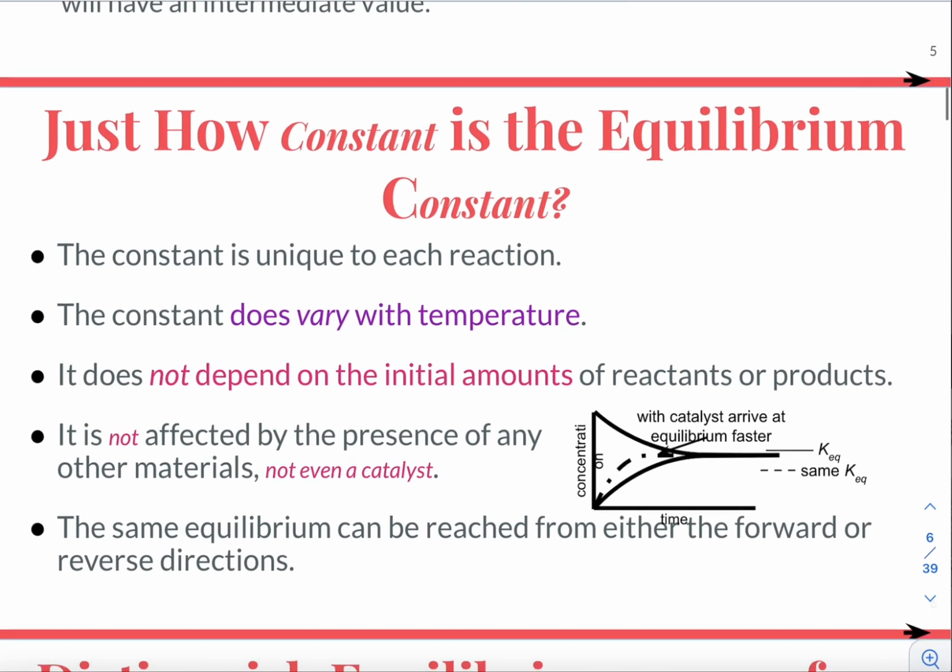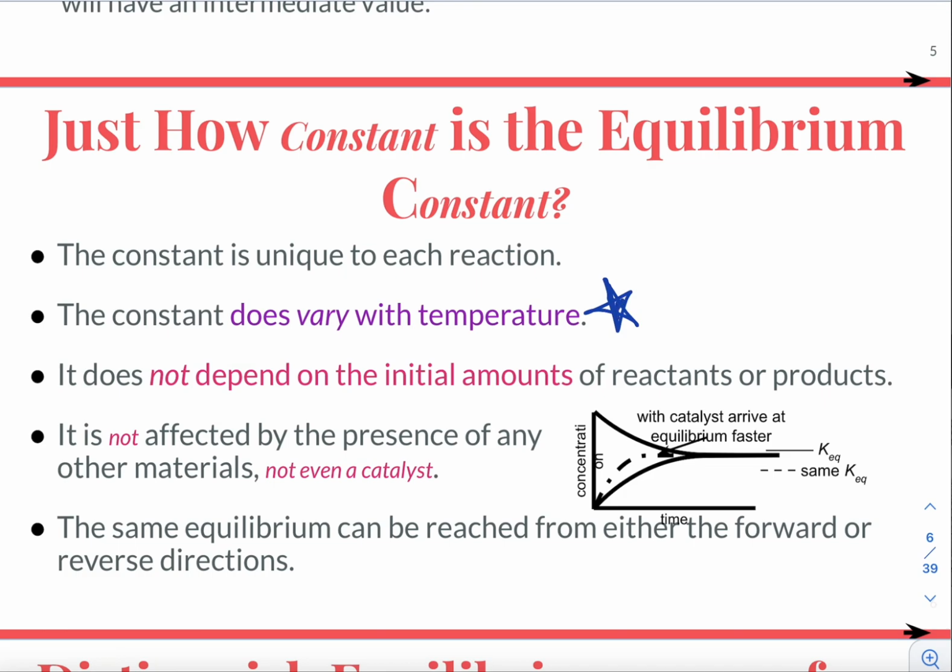So let's talk about the equilibrium constant before we get into actually showing you how to calculate it. So the constant is unique to each reaction, and it doesn't matter how much of any of the substances you start with. The ratio can be reached by either going forward or reverse. So even if you start with only products, you can still reach equilibrium. Okay. The only thing that it does vary with is temperature.